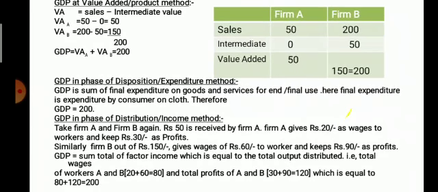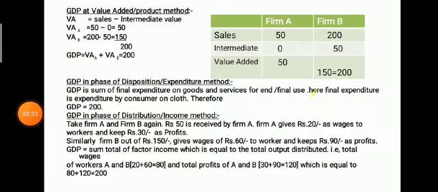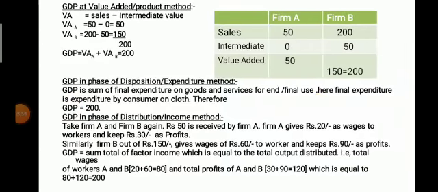Now we see GDP. You all please take the screenshot and note this down in your notebooks and study the same. GDP in the phase of disposition. Disposition means the people of the country are disposing their income, that is they are spending, they are doing expenditure. Disposition or expenditure method.